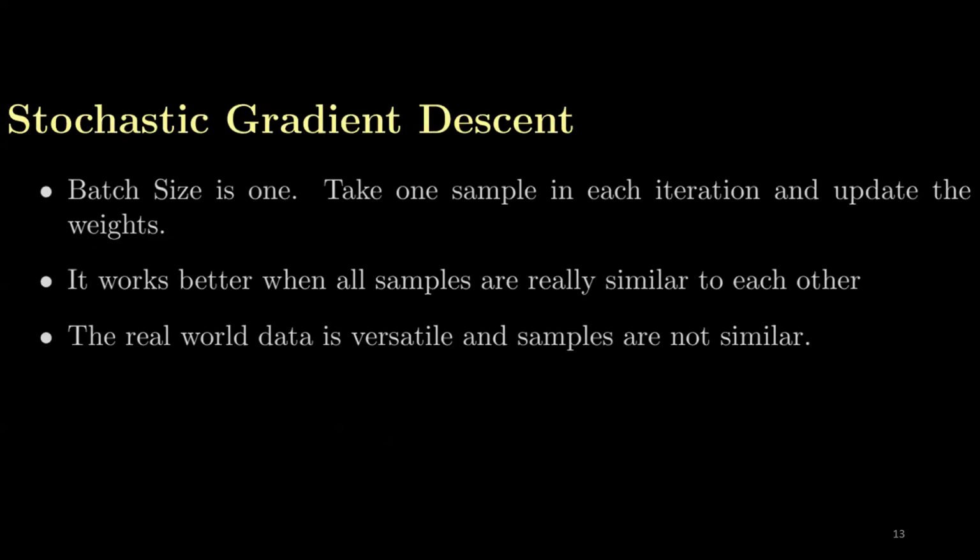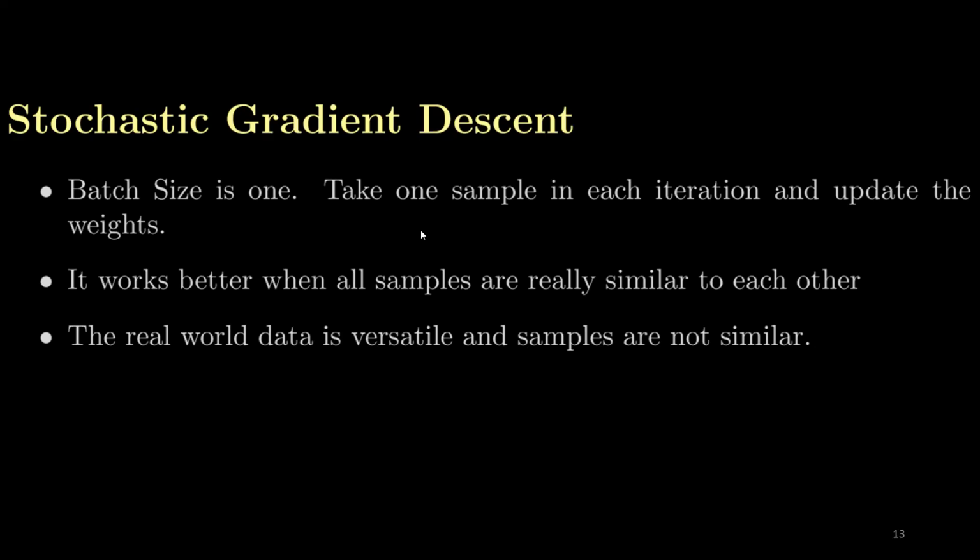Let's start the stochastic gradient descent. In stochastic gradient descent, we use only one sample at a time. The gradient descent becomes stochastic when we select one sample in each iteration and update the weight. Now there is a disadvantage associated with this. It is a good idea to pass one sample in each iteration if all the data samples are similar. But it is usually not the case with real world data, because real world data is very versatile and the samples are very different from each other.